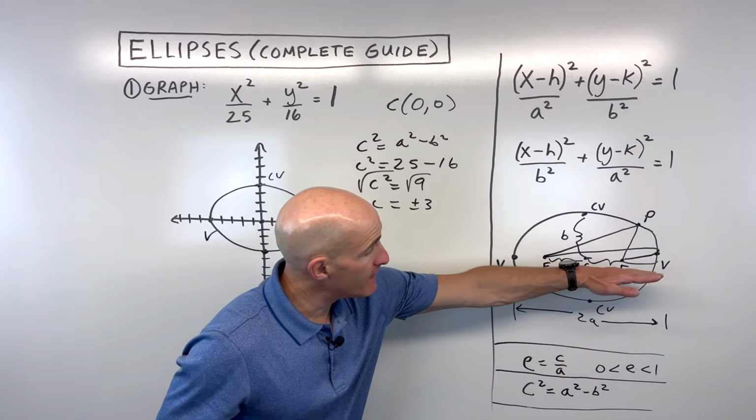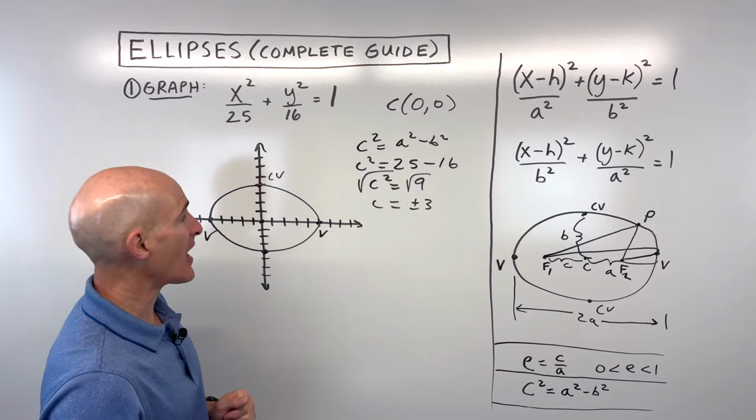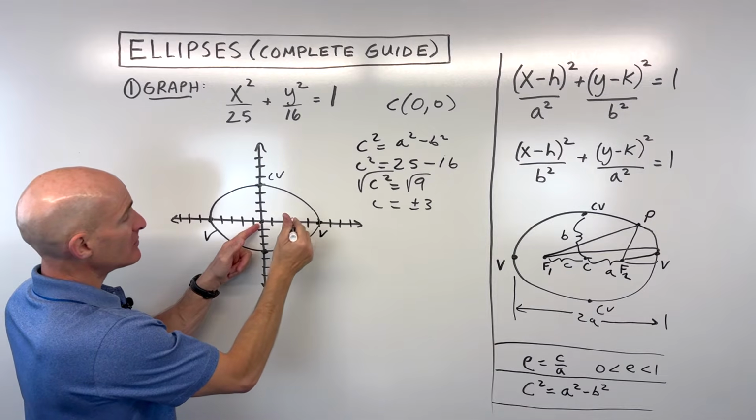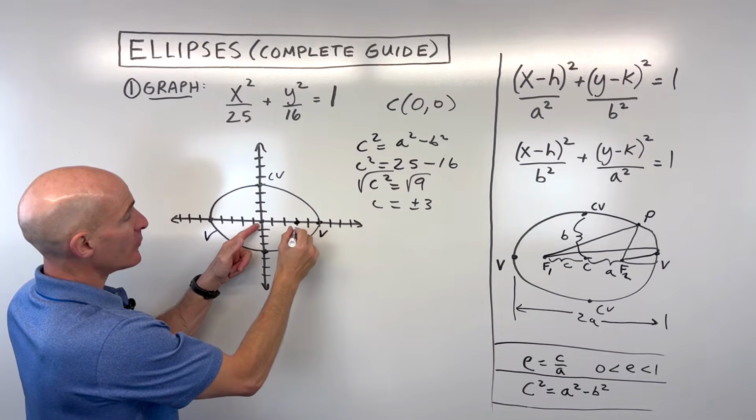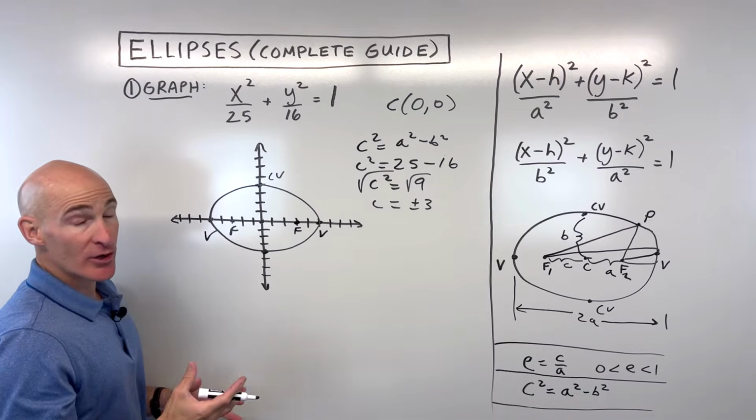Now notice that the foci are on the same axis that the vertices are on. That's called our major axis. So I'm going to go right 3. That's our focus. And left 3, that's our other focus. And we've got a pretty good sketch of our ellipse.